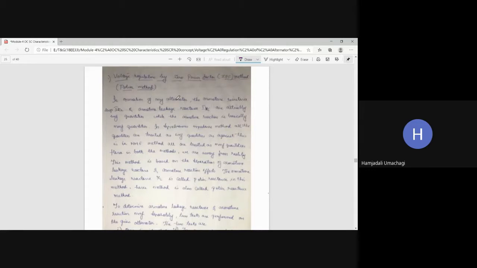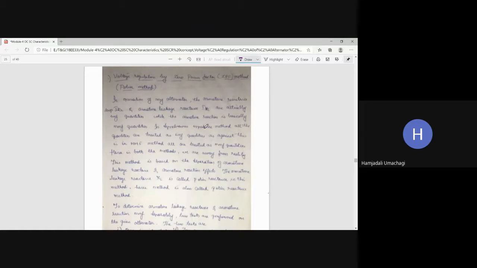In operation of any alternator, the armature resistance drop IaRa and armature leakage reactance drop IaXL are actually EMF quantities, right? So the drops IaRa and IaXL are voltage or EMF quantities, while the armature reaction is basically an MMF quantity. The drop because of armature reaction reactance, that is IaXar, is an MMF quantity.